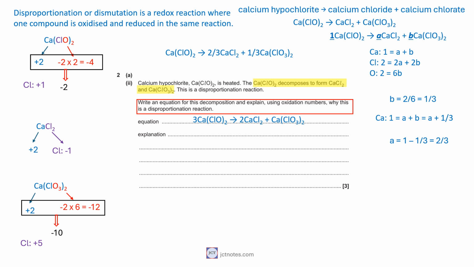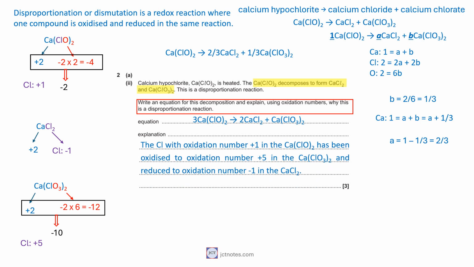Then, the explanation is, the chlorine with oxidation number +1 in the calcium hypochlorite has been oxidized to oxidation number +5 in the calcium chlorate and reduced to oxidation number -1 in the calcium chloride.